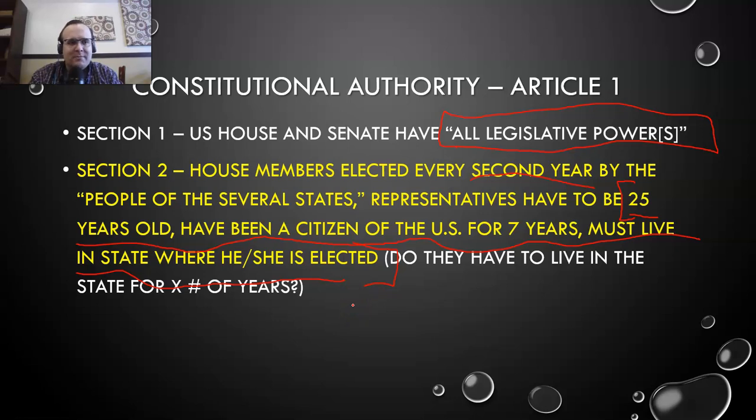That's called carpetbagging, or it used to be anyway. But the requirements to be a representative: 25 years old, have been a citizen of the U.S. for 7 years, and must live in the state where he or she is elected. That will certainly be on your next test. Remember that.